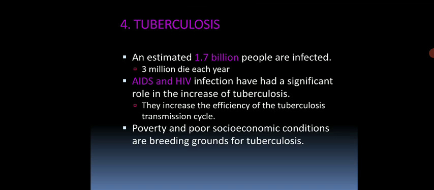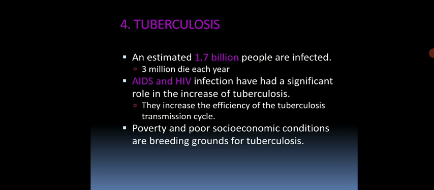Tuberculosis, again, is one of the most important bacterial diseases of the lungs. An estimated 1.7 billion people are infected and 3 million die each year. These figures may vary from year to year and depend upon different age groups as well as various regions. AIDS and HIV infections have had a significant role in increasing tuberculosis. Mostly this disease is manifested in immunocompromised patients, especially in cases of AIDS as well as HIV.